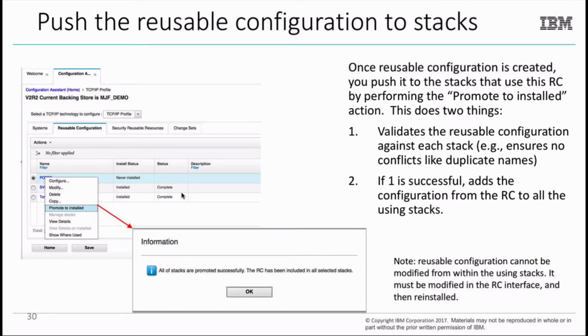So I click on Promote to Install. It says you've promoted all the stacks successfully, which means that configuration is now in the stacks that were checked on the previous screen. Now, reusable configuration is meant to be edited in reusable configuration. By that I mean, just like when you're doing flat file TCP/IP configuration, you can't go into the main profile and edit the contents of your includes, right? You have to edit the include files. Same thing here. Configuration that is defined in a reusable configuration is managed and configured through the reusable configuration interface. You can't go to one of the stacks and edit it. You have to edit the reusable configuration and reinstall.